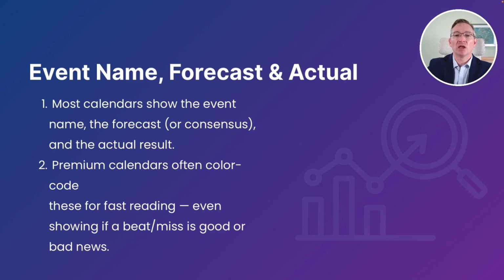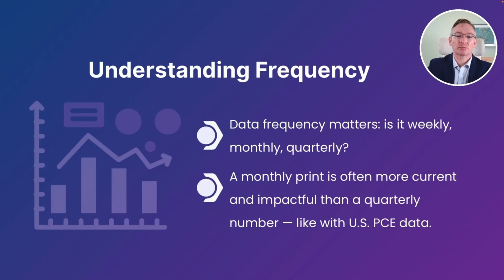Some calendars even include color-coded results, not just whether the data beats or misses expectations, but whether that outcome is positive or negative for the economy. Now that's especially useful for data like unemployment, because in unemployment data, a low number is good, right? Because it's less people unemployed. But you might think, oh, that's a low number, it's bad. No, because less people are unemployed, that's a good thing, and that will be positive for the economy.